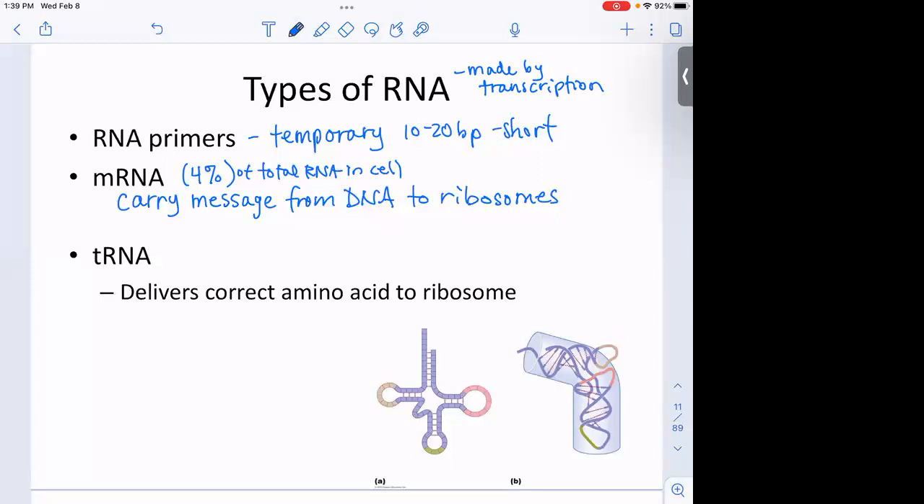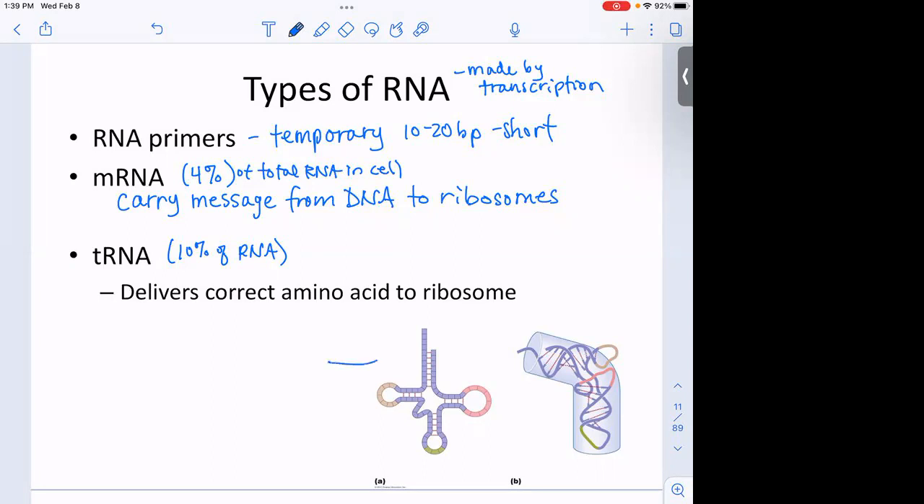Transfer RNA is about 10% of the total RNA in the cell, which is kind of surprising because these are pretty short pieces of RNA, maybe like 75 base pairs long. But their job is to deliver the correct amino acid to the ribosome, and that's going to happen during translation.